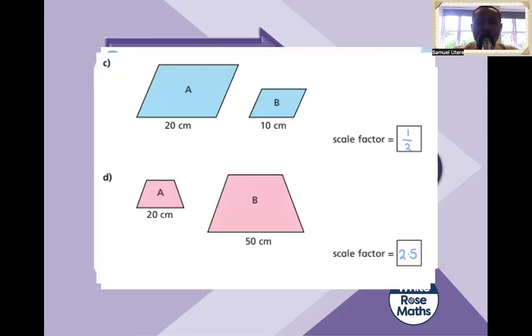For questions C and D, we see that the multiplicative relationship here is a half. So if we multiply 20 by half, we'll get 10. If we multiply 20 by 2.5, we'll get 50. Now, I just want to repeat, how did we get 2.5? You could have done 50 divided by 20 to get 2.5.